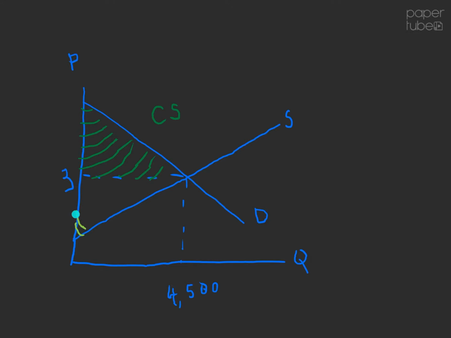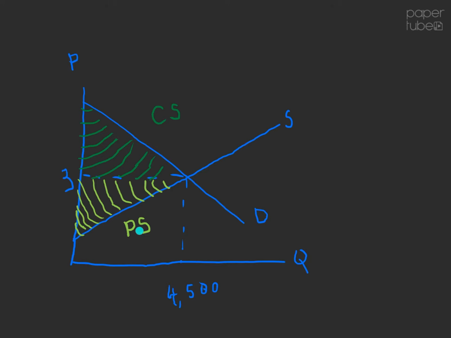Likewise, I'm going to shade in the area above the supply curve and below the market price. This area right here is our producer surplus. I'm going to label that PS. PS is our abbreviation for the producer surplus.